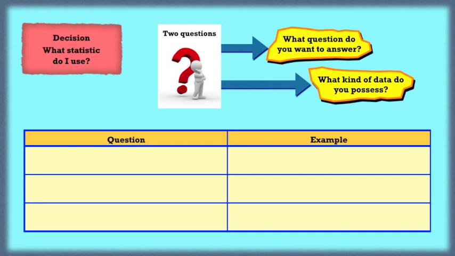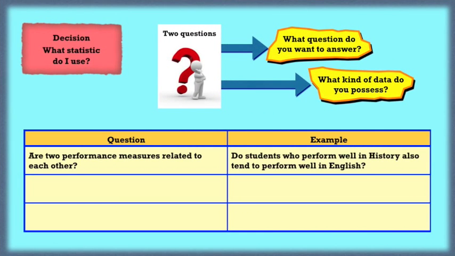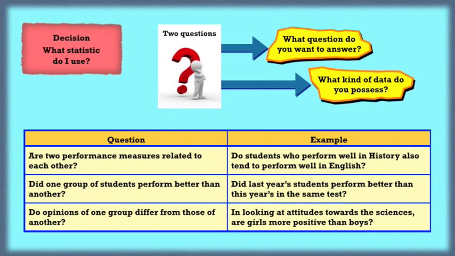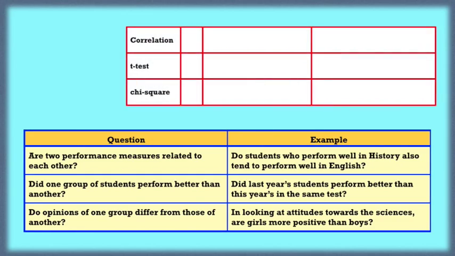Let's look at some questions we might want to answer. Let's give an example. Suppose we've got a big set of marks. Do we want to know if those who perform well in history also perform well in English? Here's another question. Two groups of students, perhaps taught in different ways, or perhaps taught last year with a different curriculum or a different approach. Did one group perform better than the other, or was it just chance? And what about their opinions of learning, which leads to their motivation and desire to learn? Does one group differ from another? Let's, for example, look at attitudes towards the sciences. Are girls more positive than boys? Statistics can help us here, but we have to choose the right statistic for the task.